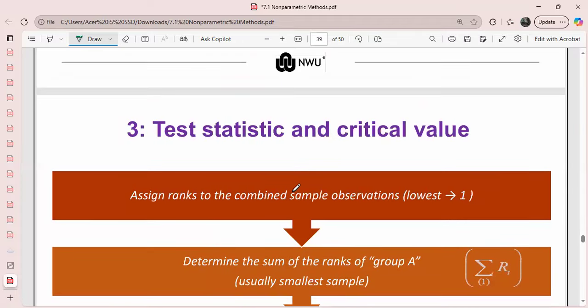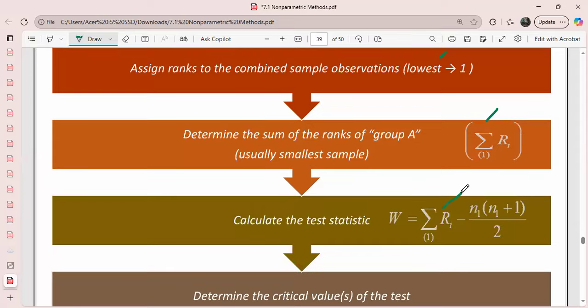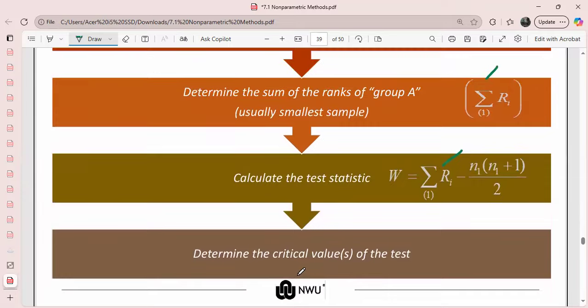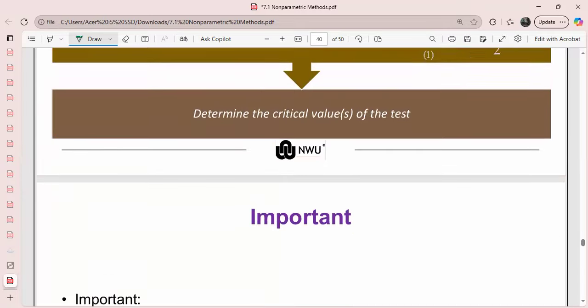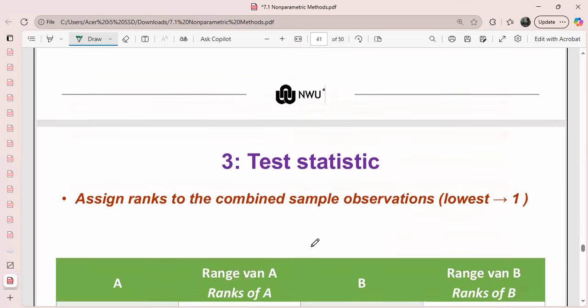One, you need to assign the ranks to the combined sample observations, starting from the lowest one. After that, you determine the sum of the ranks of group A. Usually, they use the smallest sample. After, you can calculate the test statistic. Then you can determine the critical value of the test. You might think that this is difficult, but it is not.